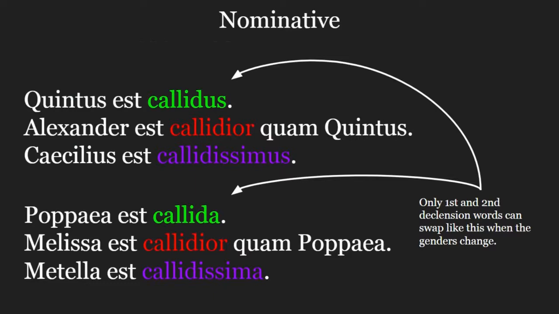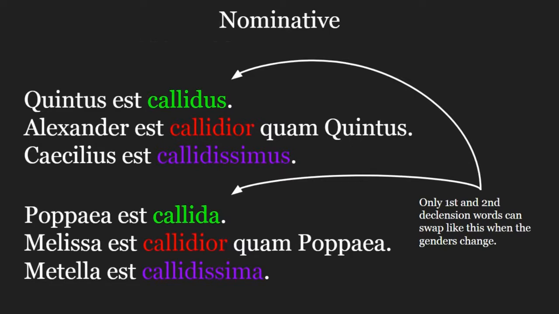Quintus est callidus. Well, that's nice. Quintus is clever, or Quintus is smart. But let's compare him to Alexander. Alexander est callidior quam Quintus. Caecilius est callidissimus. So out of these three here, who is smart, who is smarter, and who is smartest?